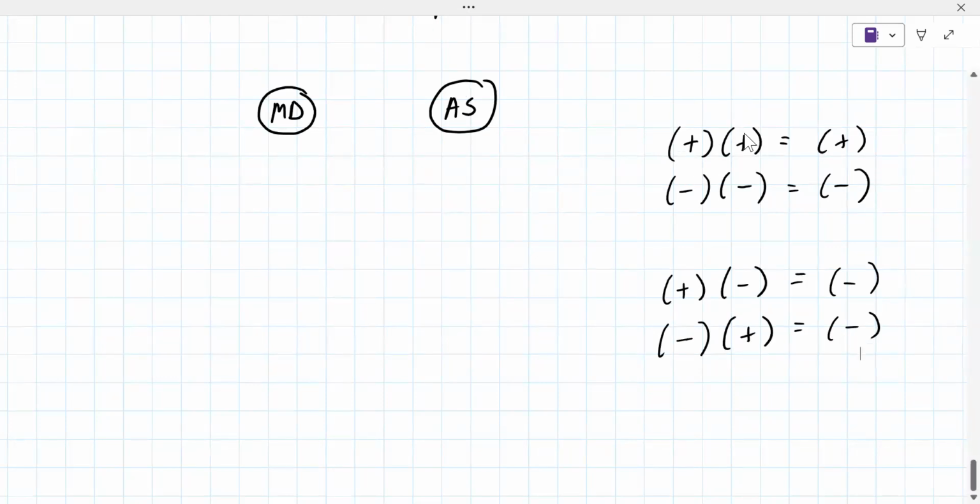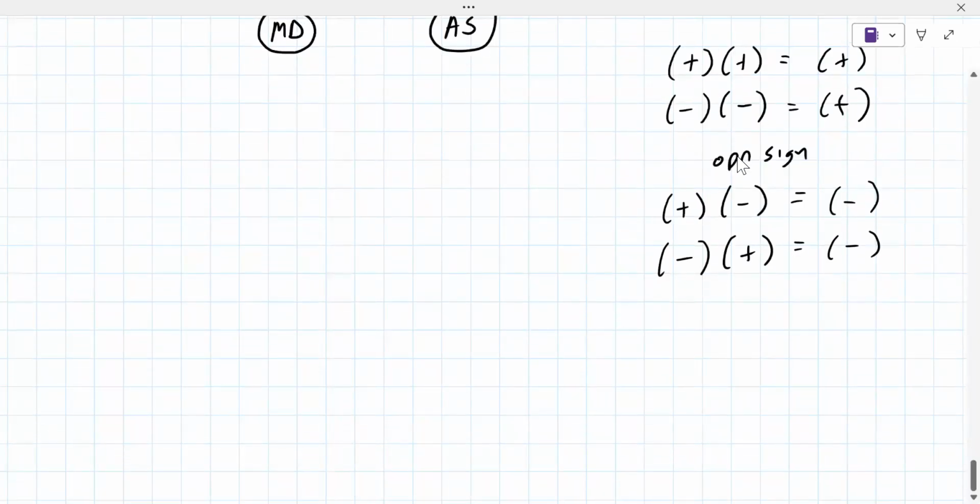If it's a positive divided by a positive, or a negative divided by a negative, if they're the same sign, it's always positive. If they're opposite signs, it's always negative. Okay, so it's just a quick review.